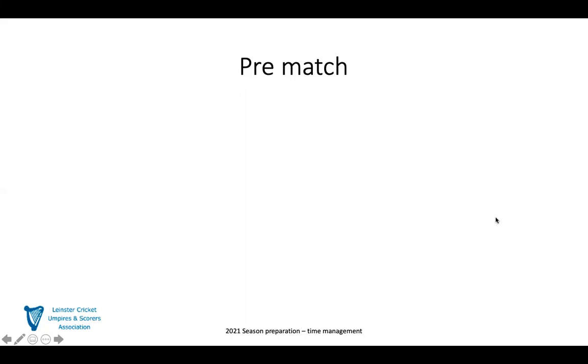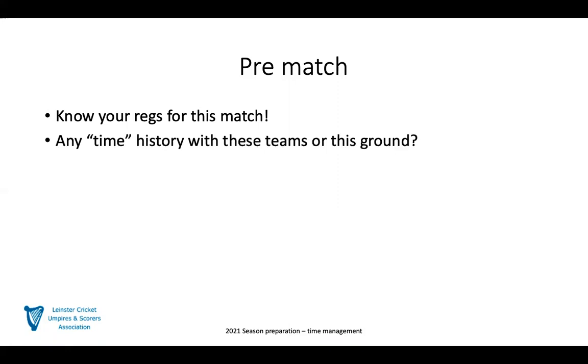Okay, so before the match, as with everything when we're umpiring, what we need to do in relation to time management starts well before the match. It starts at home, really, in the days leading up to the game. And it also starts when you get to the ground in the hour before the match starts. So a few of these are basics, things that you need for all parts of the game. So know your regs for this match. Depending on what division you're in, the regs for time management are going to be subtly different. So it sounds basic, but I can't say enough. Make sure you read over the specific regs for this match.